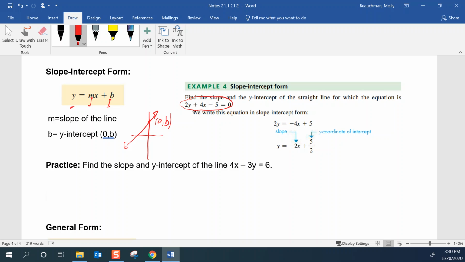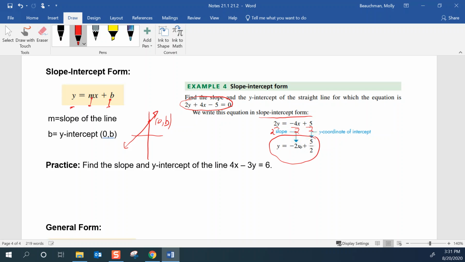Right, so if we have an equation that's given in general form, 2y plus 4x minus 5 equals 0, to write it in slope-intercept form, solve for y. So in this case, we're going to subtract 4x and add 5 to both sides, and we end up with 2y equals negative 4x plus 5. The next step is to get y by itself. Divide both sides by 2. That means you have to divide both terms by 2. We end up with y is equal to negative 2x plus 5 halves.